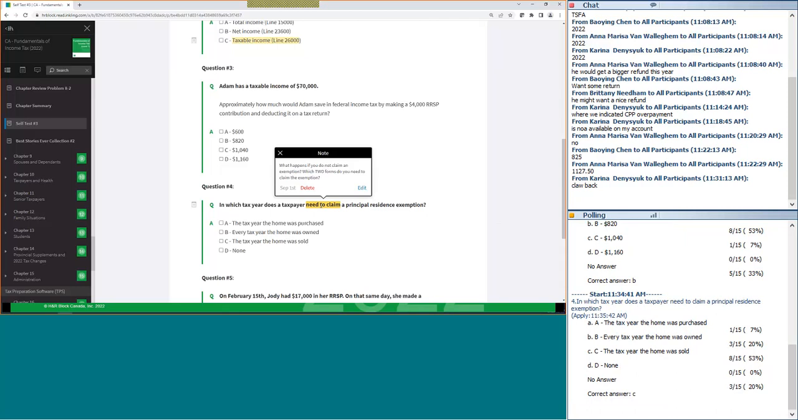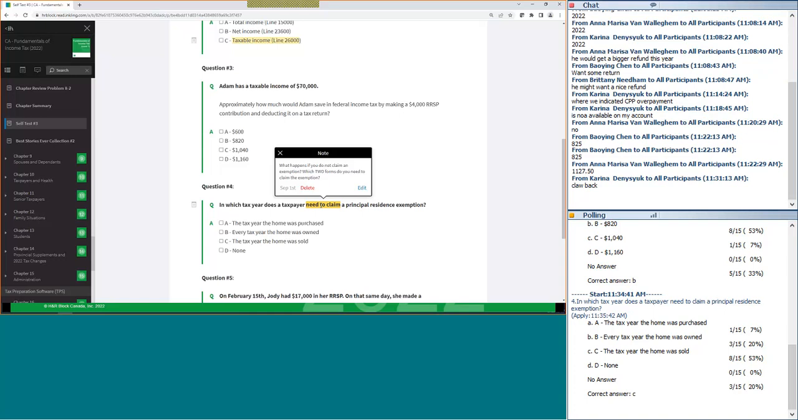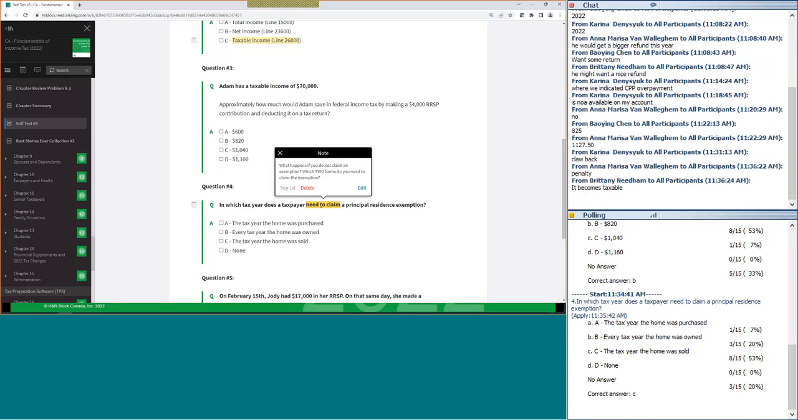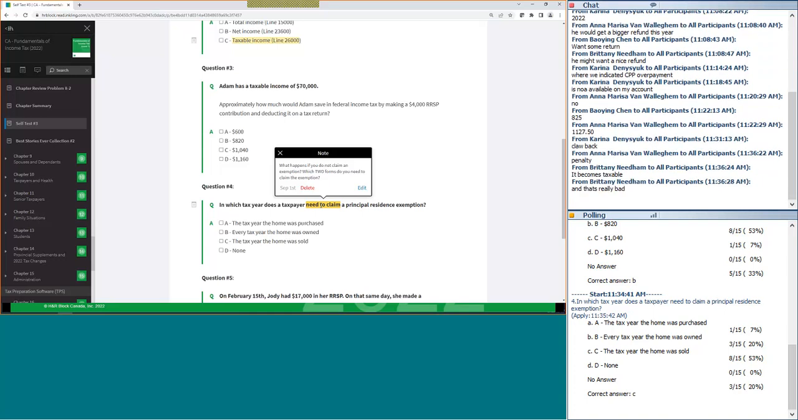What happens if you don't claim the principal residence exemption? What happens if you do not report it on your tax return? What is the consequence to the client? Brittany, it becomes taxable. So if you don't report it, the government can say you didn't ask for a principal residence exemption, you don't get one. If it's a very large gain, it's a very expensive mistake. And we're going to talk about penalties more in our last chapter.